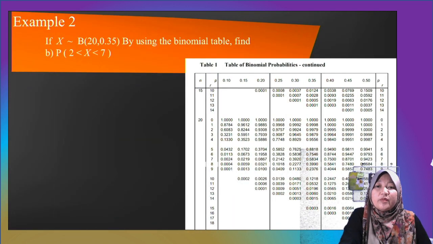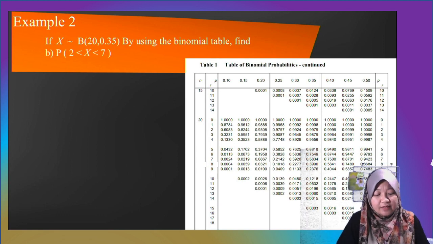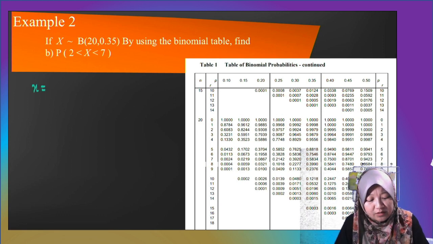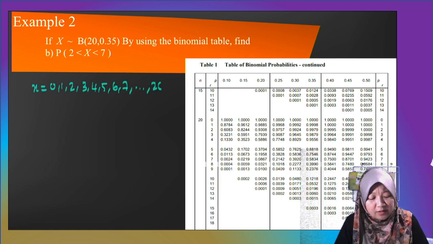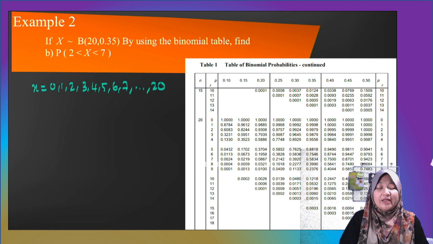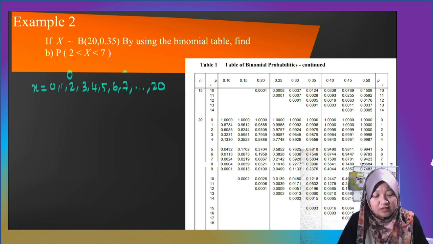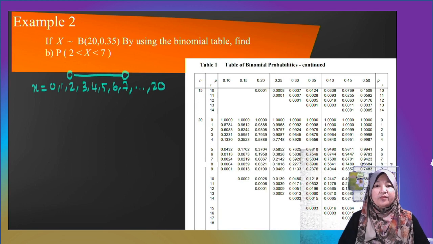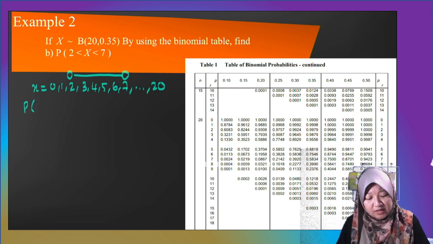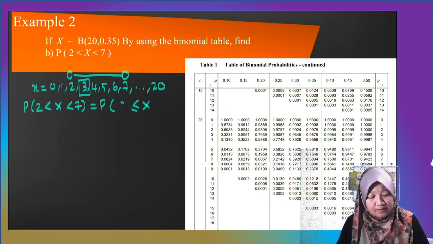Okay, next. Probability X greater than 2 less than 7. Okay, maksudnya X awak 0, 1, 2, 3, 4, 5, 6, 7 until 20. So, greater than 2 less than 7. Tidak termasuk 2, tidak termasuk 7. Macam ni. Maksudnya probability X greater than 2 less than 7 equal to probability X greater than or equal to 3 less than or equal to 6.